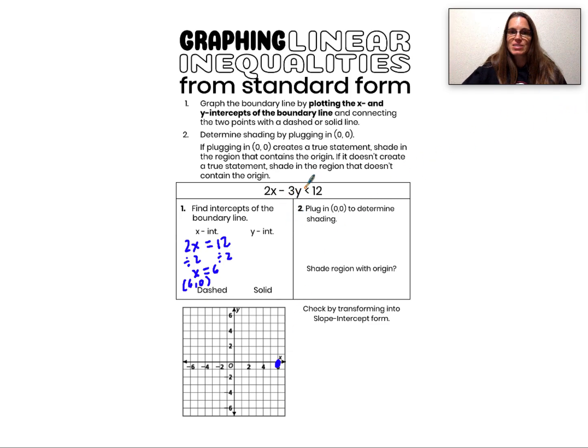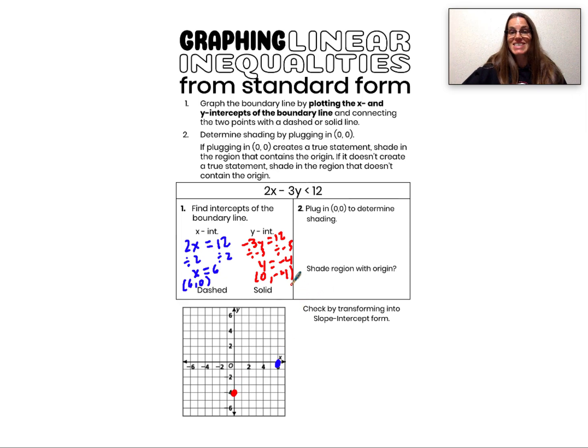Y-intercept. Again, I need to pretend this is an equation. I'm graphing the boundary line. Negative 3y equals 12. I'm trying to write really small. Divided by negative 3, divided by negative 3. The y-coordinate of the y-intercept is y equals negative 4. So my y-intercept is 0, negative 4.